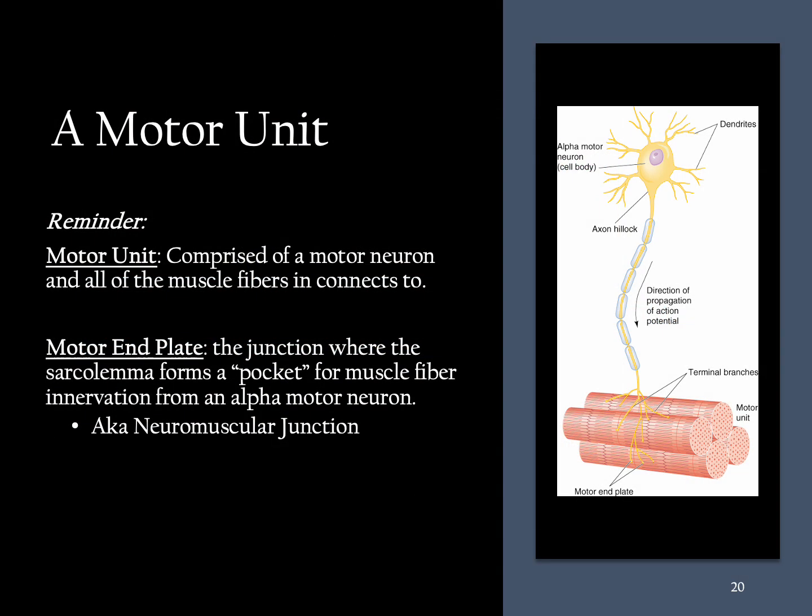So as a reminder, the motor unit is comprised of a motor neuron and all the fibers it connects to. The motor end plate is the junction where the sarcolemma forms a pocket for muscle fiber innervation from the alpha motor neuron, also known as our neuromuscular junction. So a neuromuscular junction is when the nerve connects to our muscle.